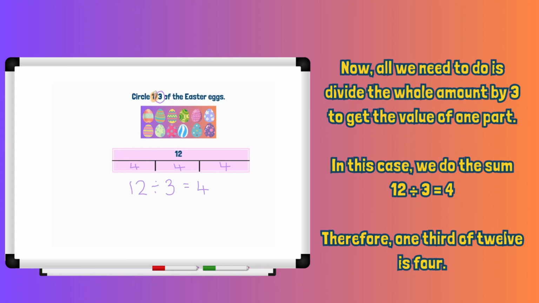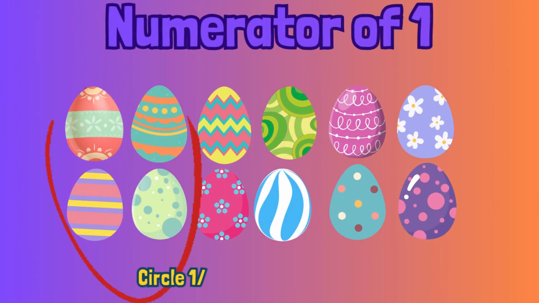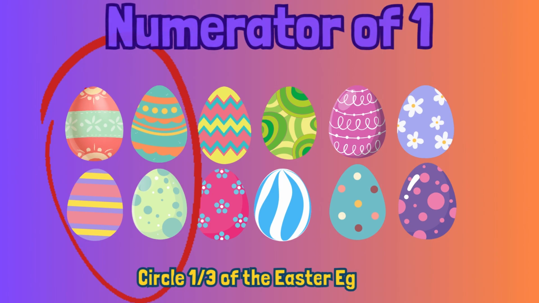Now, I know that I only need 1 of those parts. So I'm going to colour in 1 of those parts, and we can see that that gives us 4. And therefore, 1/3 of 12 equals 4. Brilliant. So now we know we need to circle 4 of the eggs because 1/3 of 12 is 4.